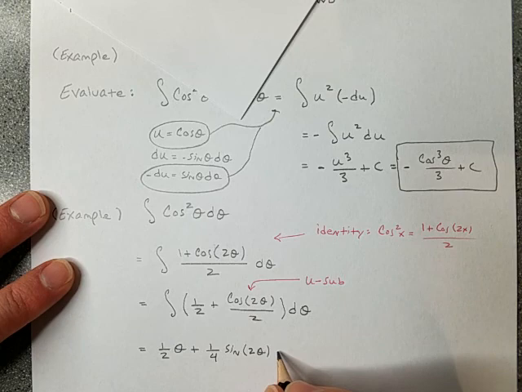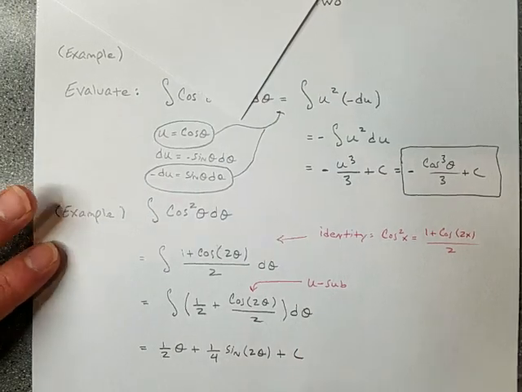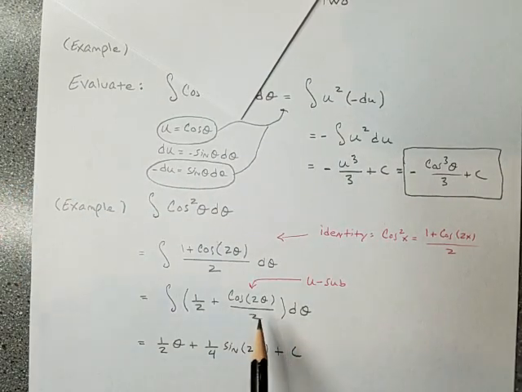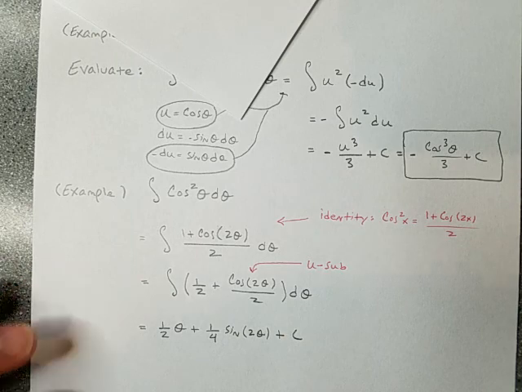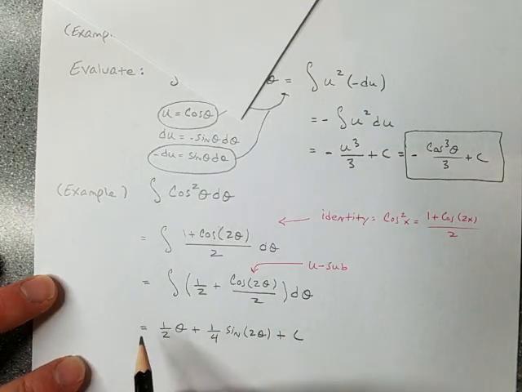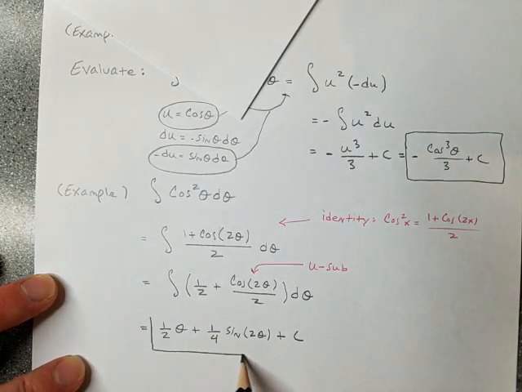And I tend to do things like that in my head because I realize it's kind of like the chain rule. Like, what's the derivative of sine 2 theta? It's cosine 2 theta times 2. And then the 2 cancels with the 4 and gets me 1/2. That's how I do it. But most people probably see it as U-substitution. All right? Okay. So there's my answer.